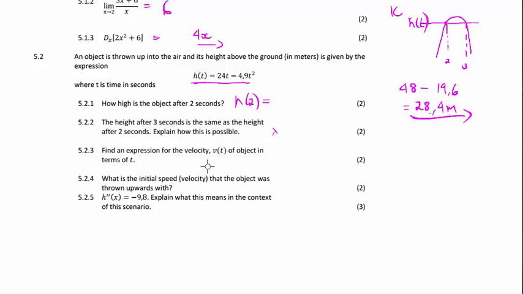Okay, find an expression for the velocity of the object in terms of t. Okay, so height is displacement. It's just vertical displacement. So how would you find the velocity? You just find the derivative of the height formula, which is equal to 24 minus 9.8t. What is the initial speed or velocity that the object was thrown upwards with?